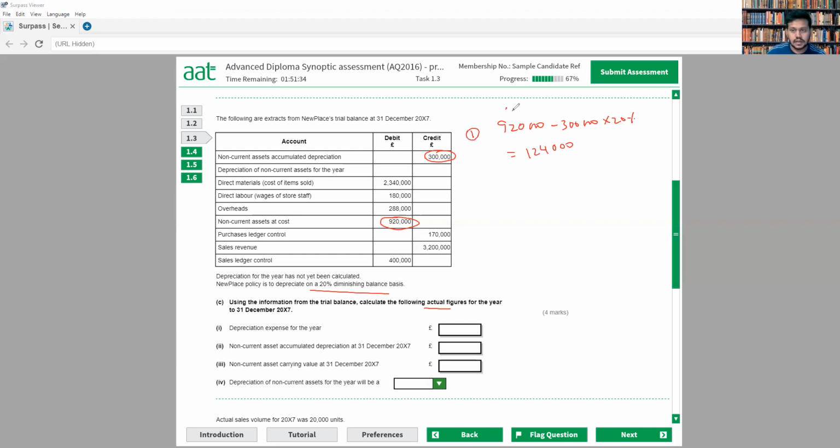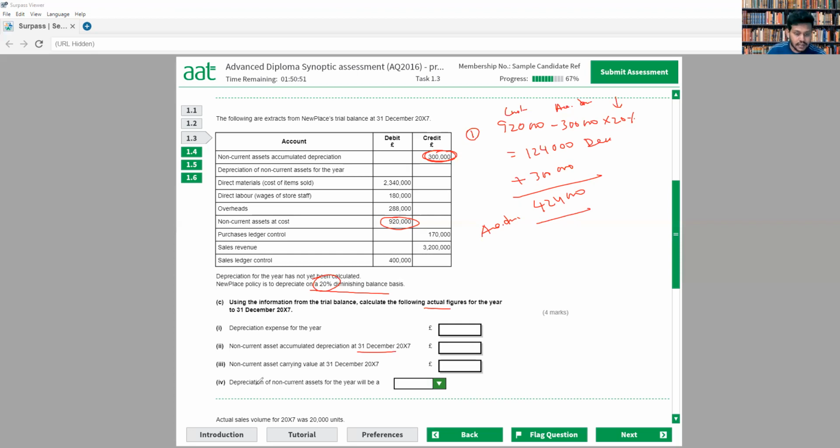So cost minus accumulated depreciation, and we do 20%. This is the one. Then non-current asset accumulated depreciation at the year end. So obviously we already have depreciation 300,000, and now the new depreciation 124 will be added. So it will be now total 300,000 from the previous, now it is 124. So total it will be 424,000. That will be my total accumulated depreciation. I'm sure you understand how to calculate the depreciation, because depreciation you have done on your management accounting costing paper and the advanced bookkeeping paper.